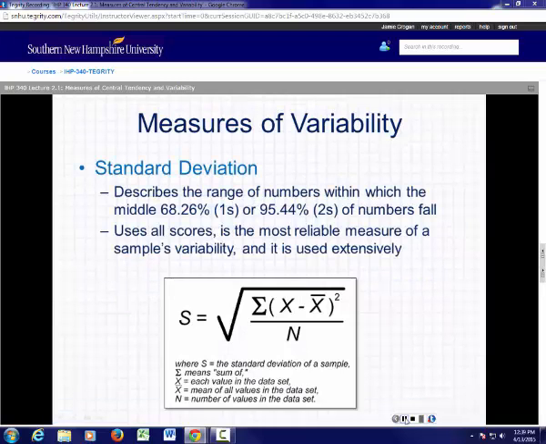The other measure of variability is called the standard deviation. This is used extensively in the literature, and unfortunately it's sometimes the hardest to understand. So let's break this down a little bit. The standard deviation describes the range of numbers within which the middle 68.26% of scores fall, and that is for one standard deviation above and below the mean. You can do two standard deviations above and below the mean, and then three standard deviations.